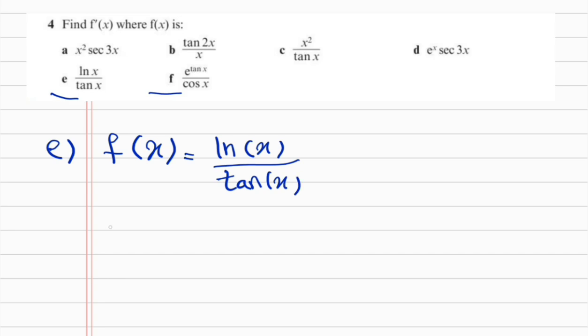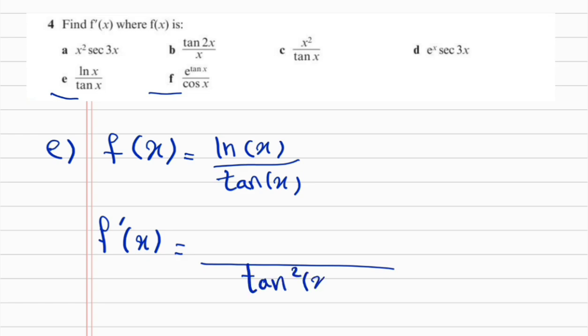differentiate this. So f dash x is equal to, this is a quotient rule, we need to use the quotient rule. So we always square the denominator function as the first step in quotient rule, and then we write the denominator function times the derivative of the numerator function. So numerator is ln x, and the derivative of that is just 1 over x.